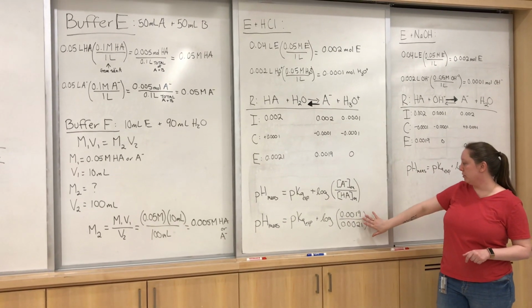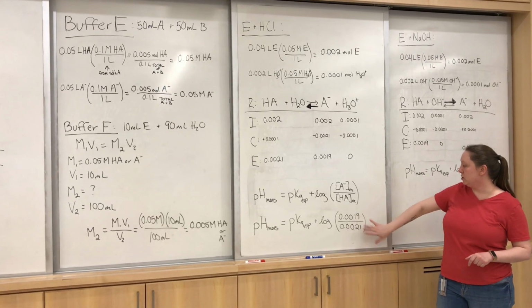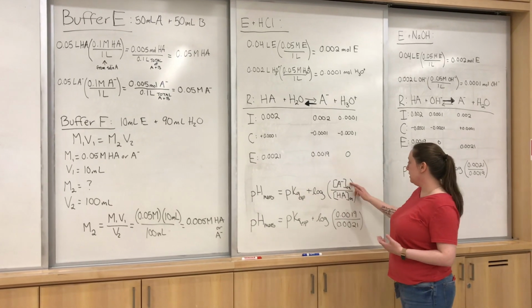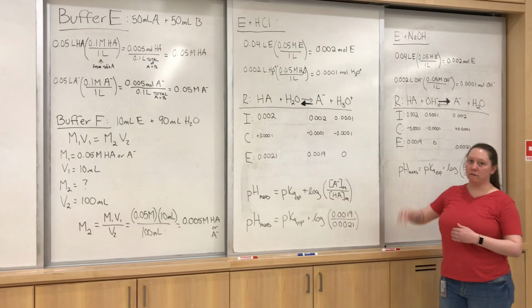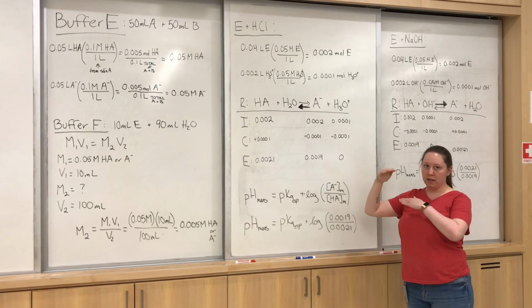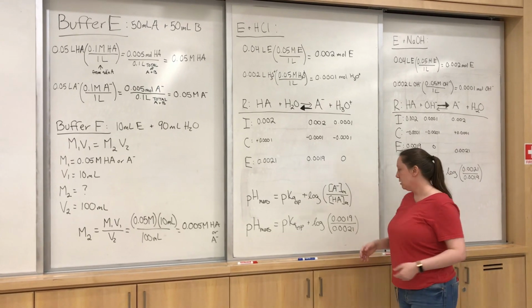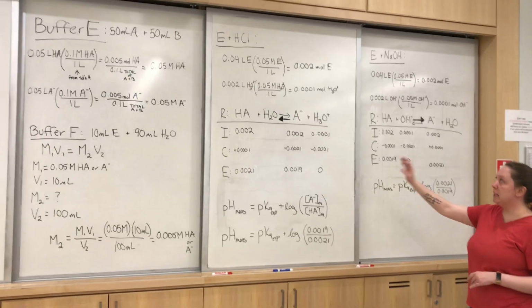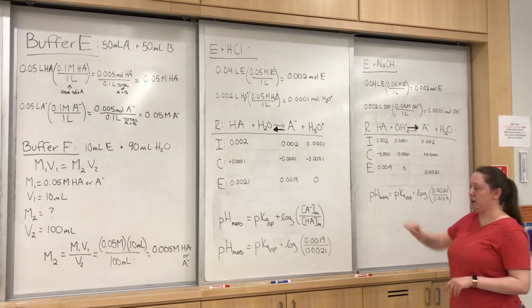All right, so you might be thinking, this is in moles, this is in concentration. How can we simply substitute in moles instead of concentration? Well, these have the same volume. So volume divided by volume, the same volume, equals 1. So we can just put in the moles here. Okay, so this is an acid situation.